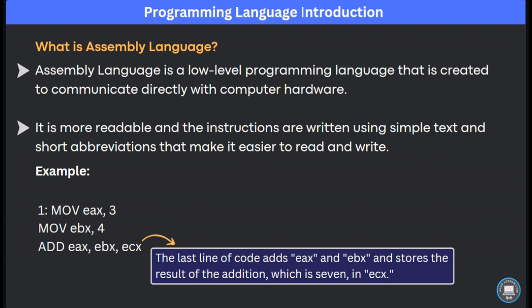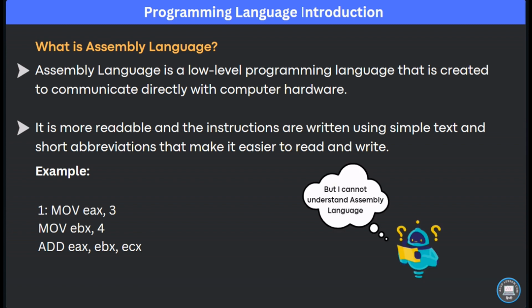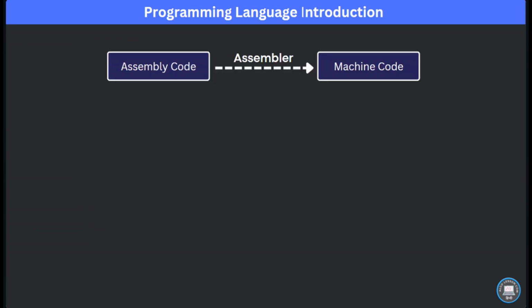Now again, there is one problem we are still facing: our computer doesn't understand assembly language. Our computer only understands machine language. So how are we going to solve this problem? To solve this problem, we introduce the assembler. What is the task of the assembler? Basically, the assembler takes the assembly code and converts it into machine code. So our computer can easily understand the machine code, and it will execute whatever instructions we give in assembly code. So the understanding part is resolved using the assembler.